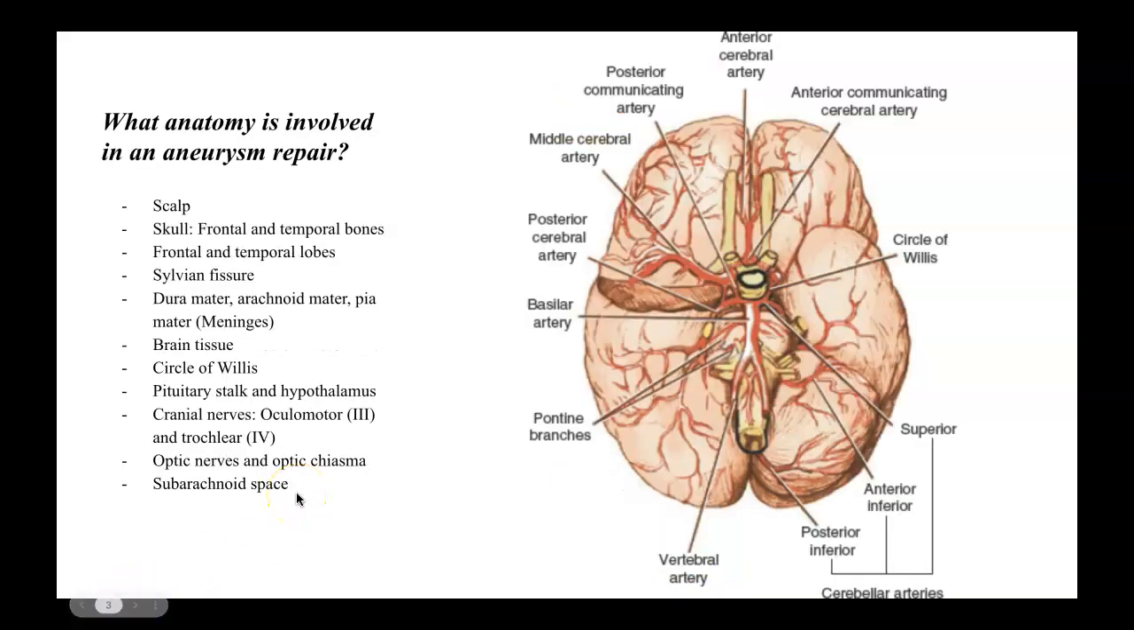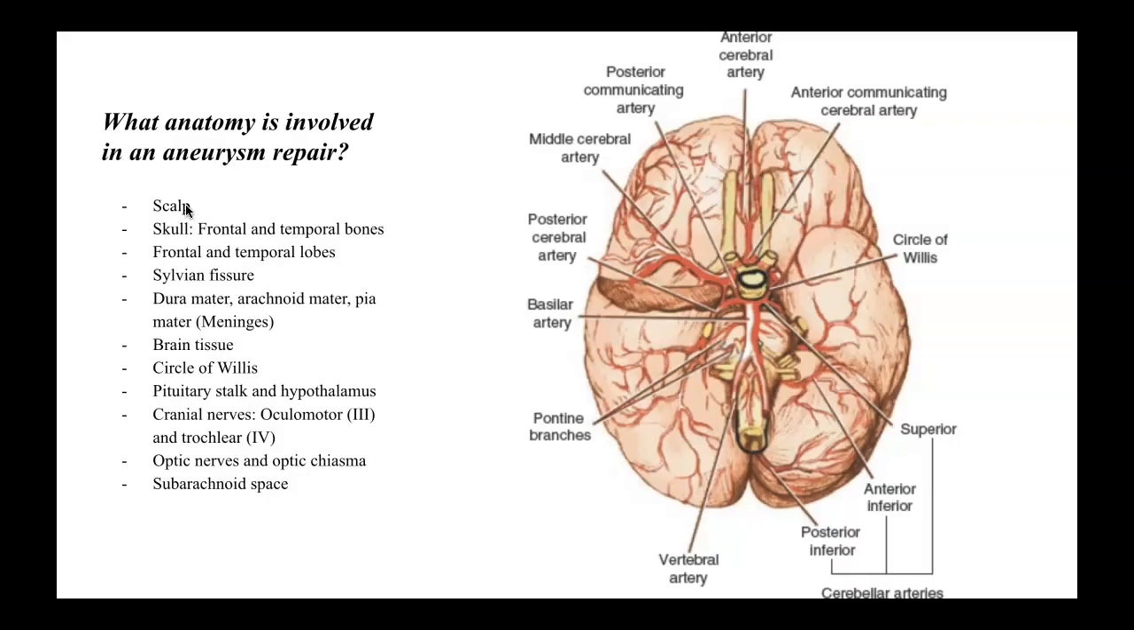So what anatomy is involved in an aneurysm repair? There are a lot of possible arteries and vessels that could be involved. So I included a picture of the circle of Willis, and these are all of the arteries that could possibly be involved. But other than that, there's your scalp, where they have to incise the skin and retract the scalp. The skull, typically the frontal or temporal lobes, bones, and the lobes. The sylvian fissure, which is where they take the open approach through.